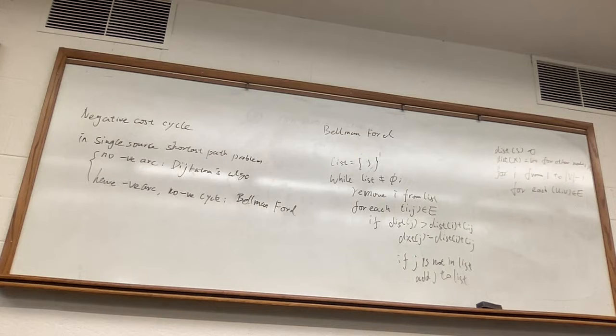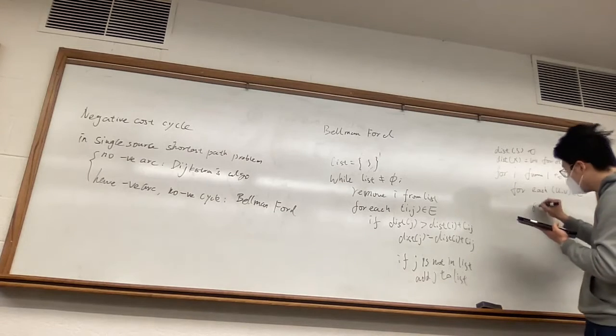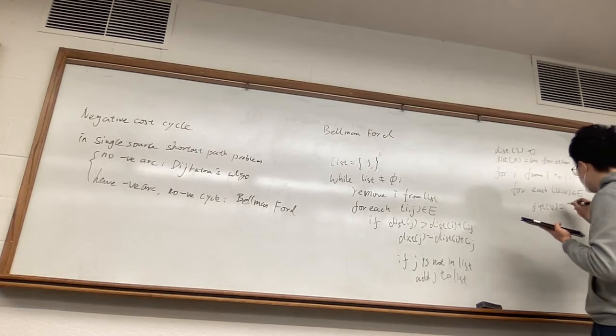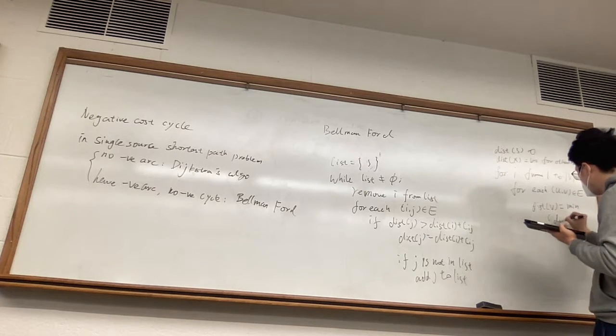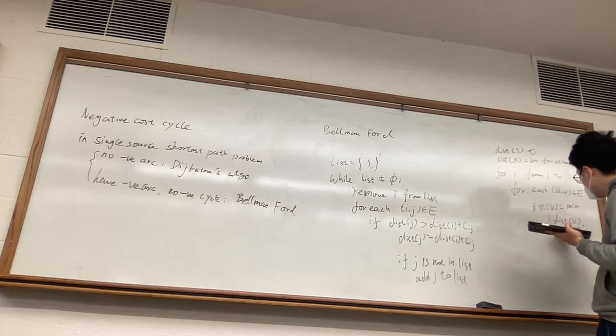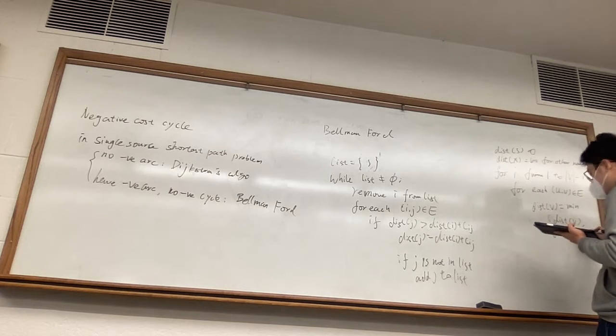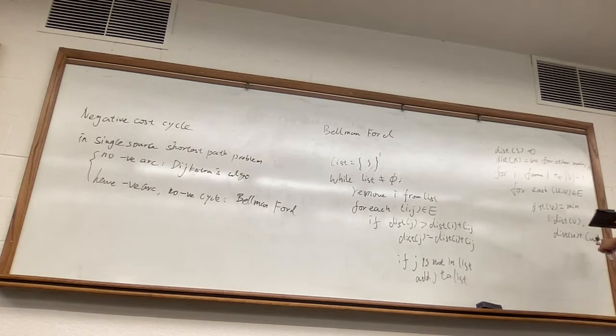In the first for loop, we iterate from 1 to v minus 1, where v is the node set. So suppose we have n nodes, then the first for loop iterates n minus 1 times. And then for each arc uv in E, I just say dist v equals the minimum of dist v and dist u plus cuv, where cuv means the cost from u to v. Okay.